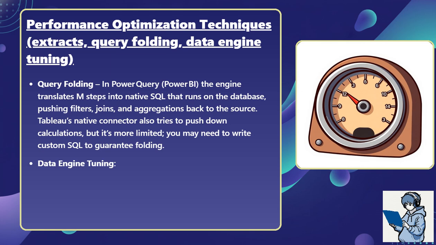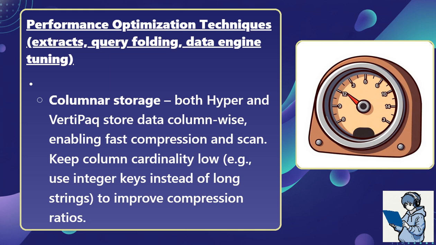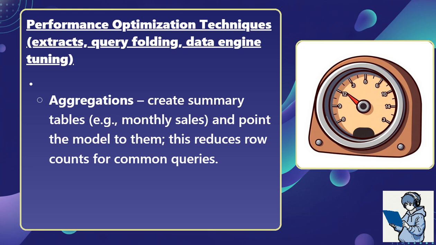Data engine tuning. Columnar storage. Both Hyper and VertiPaq store data column-wise, enabling fast compression and scan. Keep column cardinality low, for example, use integer keys instead of long strings to improve compression ratios. Aggregations.